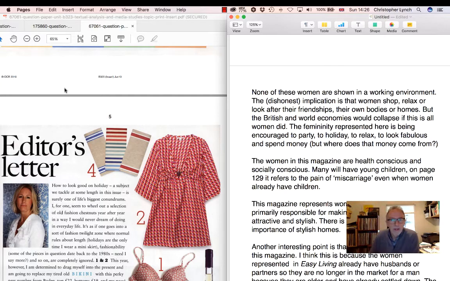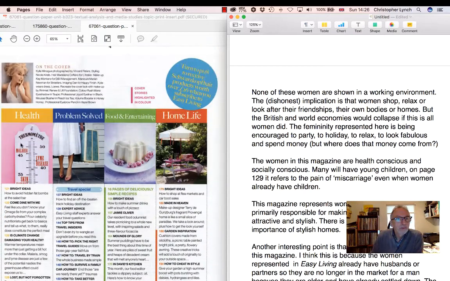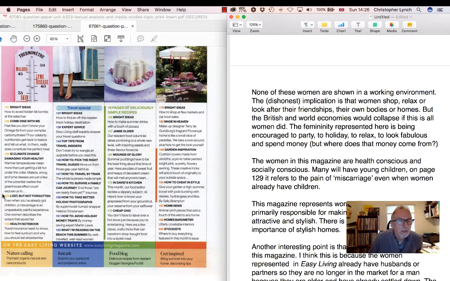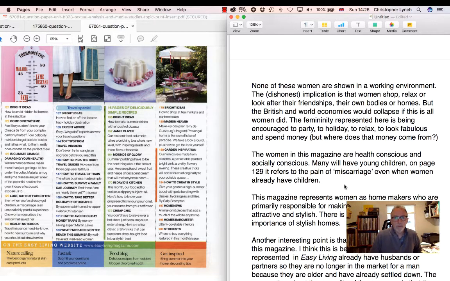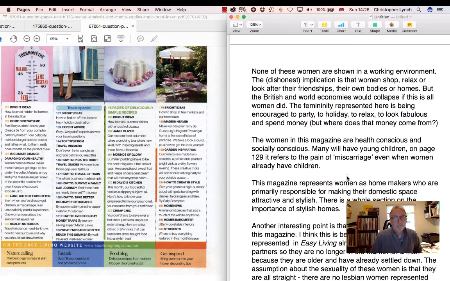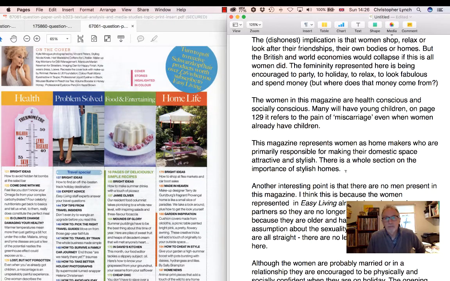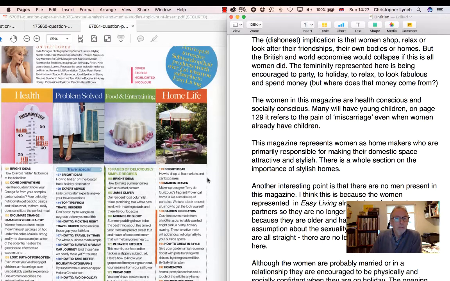The women in this magazine are health conscious and socially conscious. Many will have young children. On page 129 here, "Lost but not forgotten", on page 100, it refers to the pain of miscarriage, even when women already have children. This magazine represents women as homemakers who are primarily responsible for making their domestic space attractive and stylish. There is a whole section on the importance of stylish homes here.